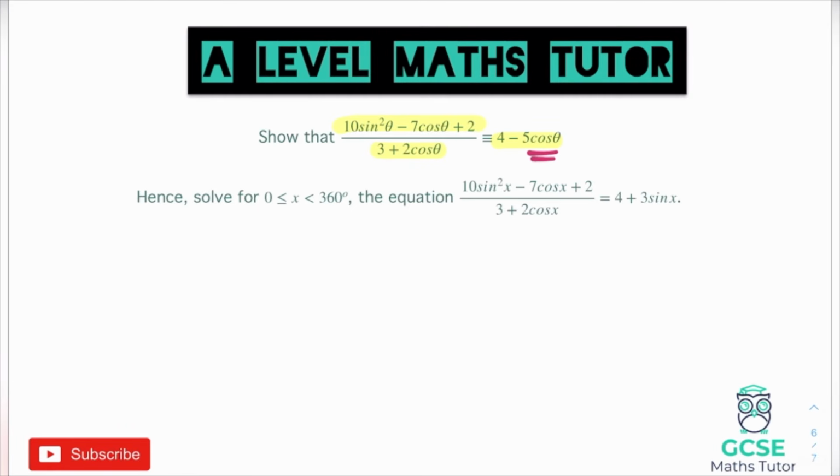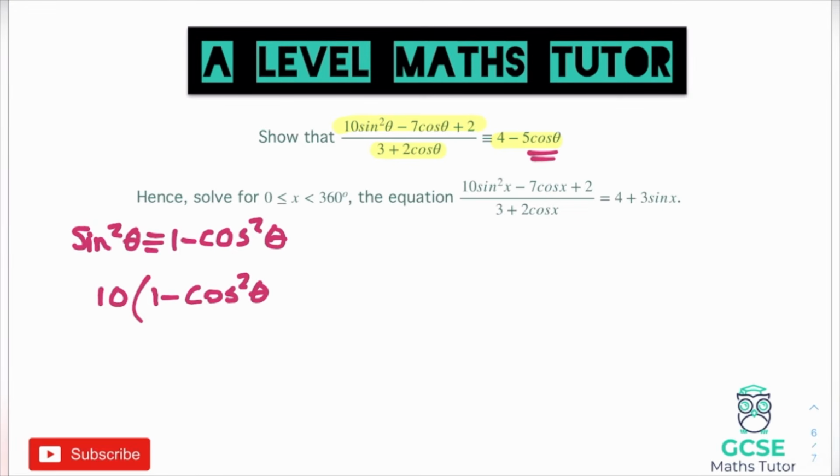So straight away we'll write down our identity for that, and that is that sine squared theta is identical to 1 minus cos squared theta. And we'll plug that in and see where we get to. So if we start by replacing the sine squared theta, we have 10 lots of 1 minus cos squared theta minus 7 cos theta plus 2, and that's all over 3 plus 2 cos theta, but we'll just go about simplifying the numerator to start with.